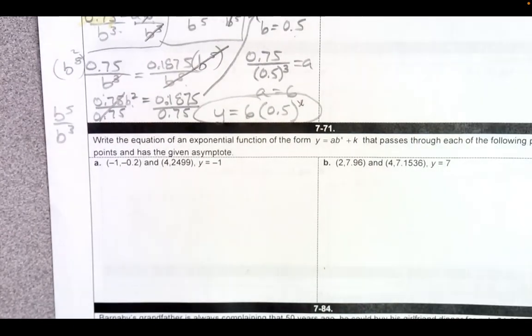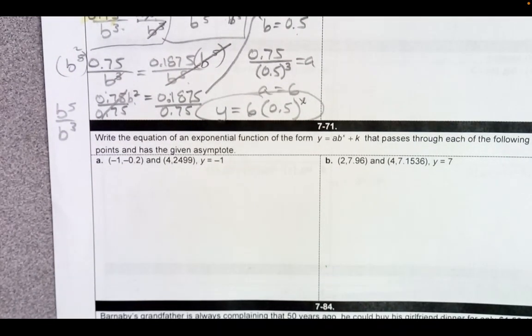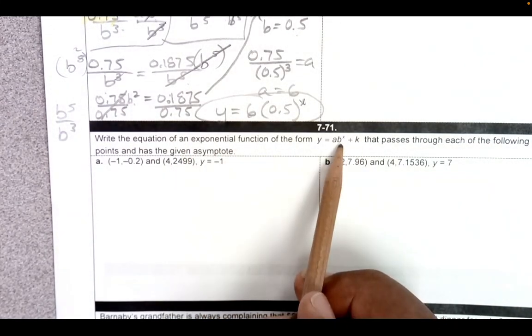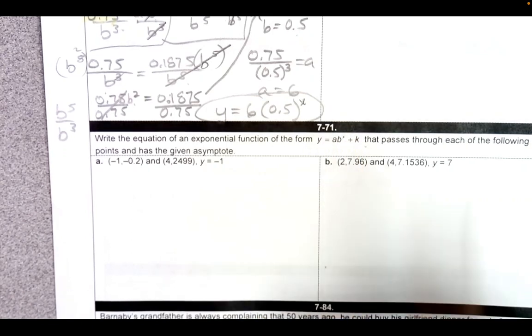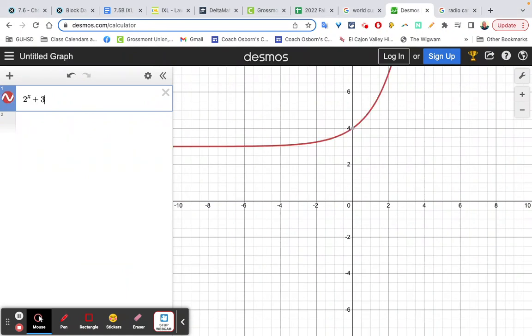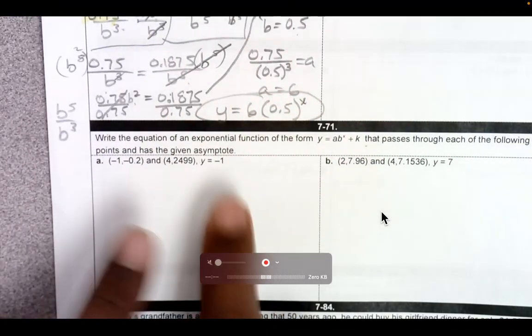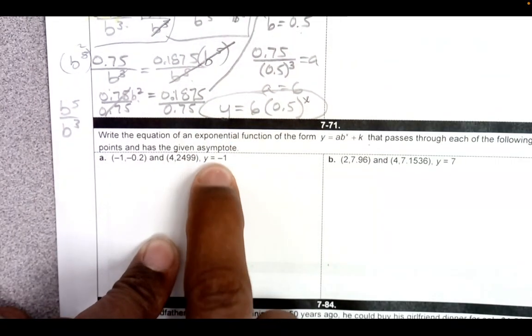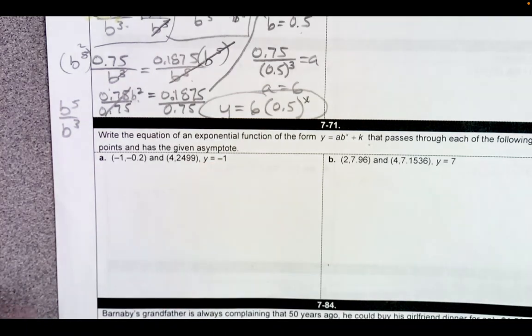Okay, so the only difference with this one is that we're adding a number to the right. So instead of it just being the a times b to the x, we're also going to have a line on the side of it. So for example, that would be like if I took this 2 to the x and added 3, notice it just moves up. And what is that line that kind of goes right along the bottom of this? Asymptote. Okay, so basically it's an equation with an asymptote. So when I set this up, that y equals -1, that's the asymptote. So I have to include that when I set this up.